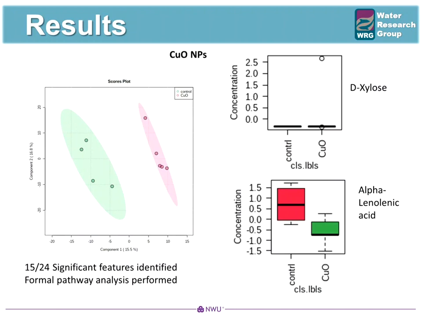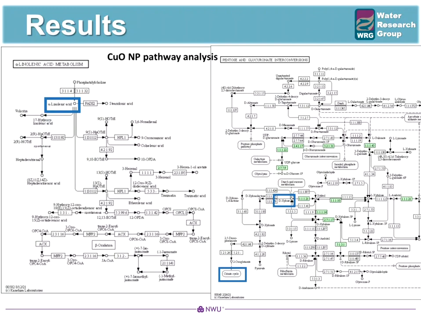On the right is a representation of some of these metabolite concentrations. As you can see, the alpha-linolenic acid concentration was much lower in copper oxide than in the control. Alpha-linolenic acid is part of the alpha-linolenic acid metabolism, which is part of the lipid metabolism and protects lipids from reactive oxygen species. The lipid metabolism regulates fat content and increases longevity or lifespan. Thus, lower concentrations of this metabolite could eventually lead to lower life expectancy.